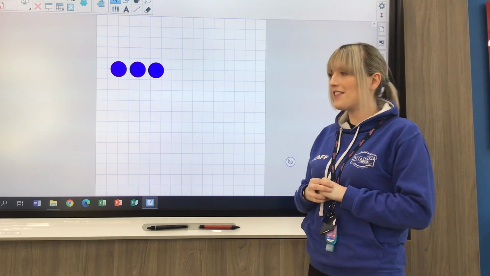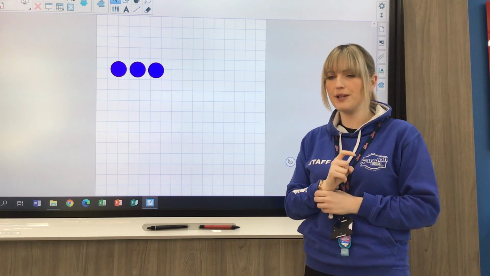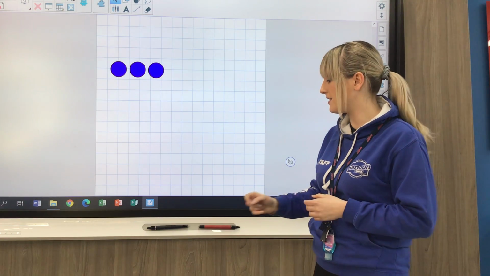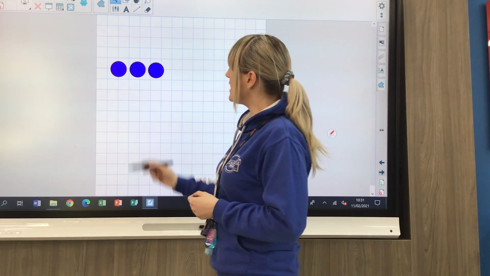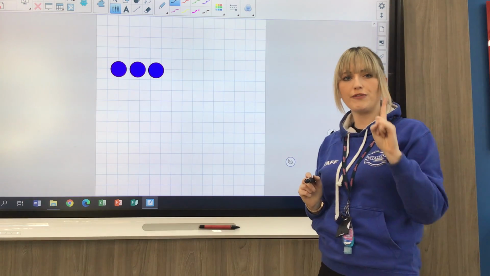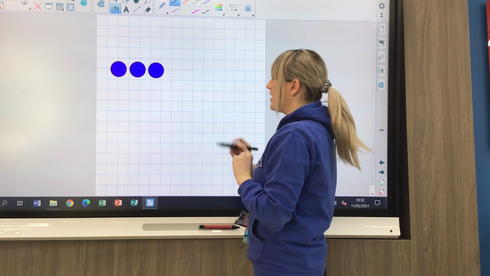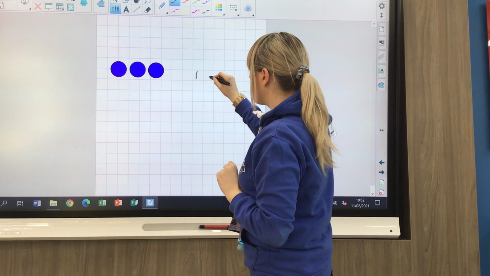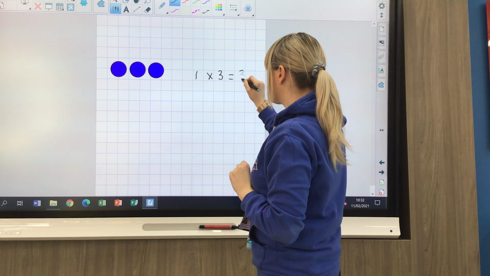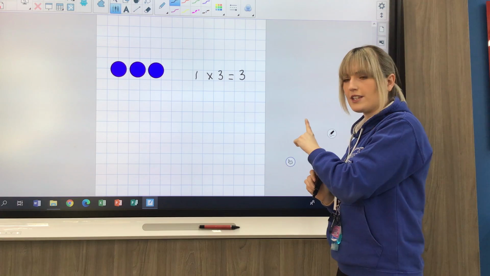Right, here then, I've got an array. So I've got a picture, and from that picture we can write a number sentence. So I can see that I have got 1 lot of 3. Okay, I've got 1 group of 3. So I know that 1 times 3 is 3.